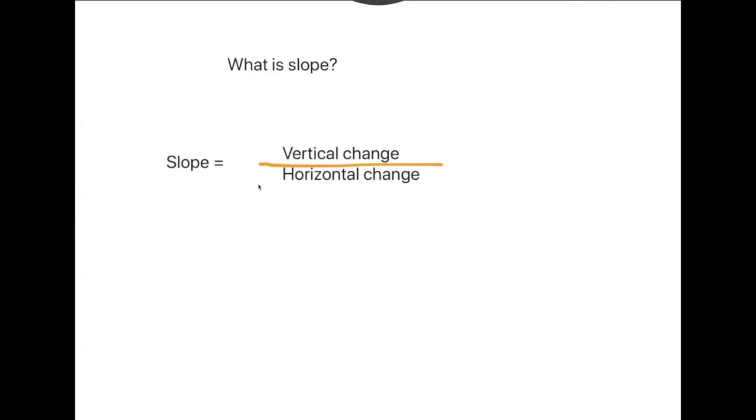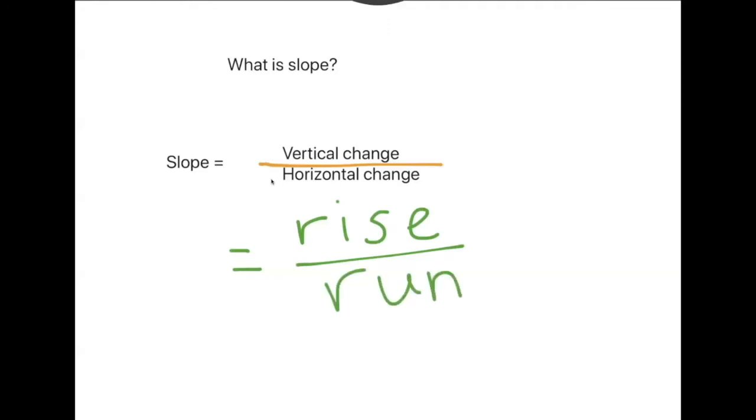Same thing. So as an equation, the slope equals the vertical change over the horizontal change, or what you may have heard before, it equals the rise over the run. So in other words, the vertical change and the horizontal change.